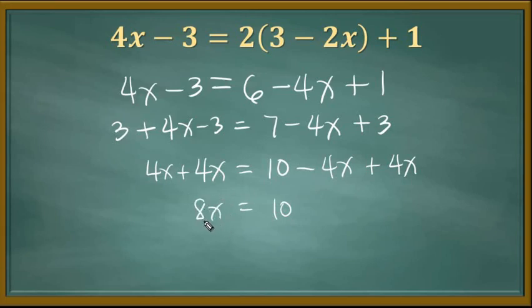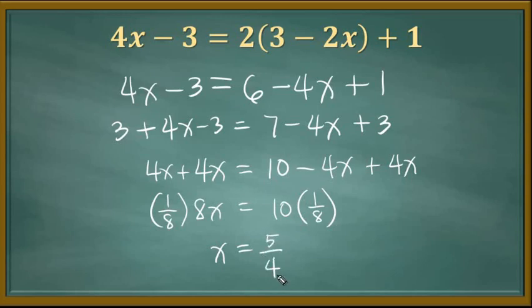Finally, we need to eliminate x, and since it's a multiplier, we need to apply our MPE and multiply both sides by 1/8. 1/8, of course, is the multiplicative inverse of 8. So the left side becomes just x, and the right side becomes 10 over 8, or in its simplified form, 5 over 4.